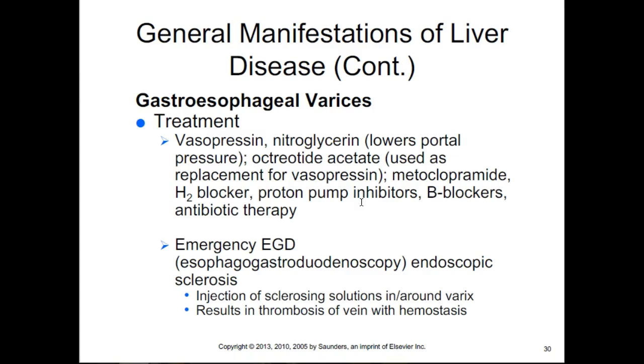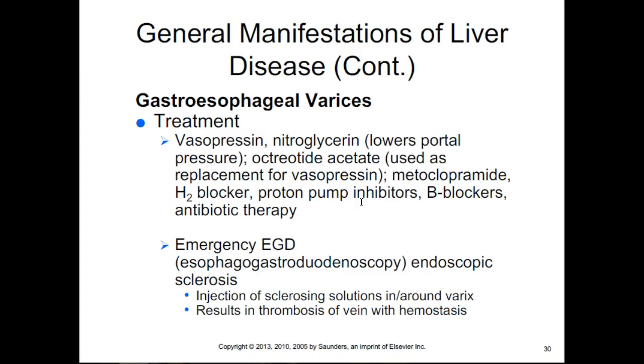Octreotide acetate used to replace vasopressin, metoclopramide, right? Histamine blocker, proton pump inhibitors, beta blockers, and antibiotic therapy for any of those gastroesophageal varices. Right, emergency esophagogastroduodenoscopy, so that we get a good view of what's going on down in there, right? So especially some sclerosing substances being delivered around the varix so that it can result in hemostasis, right?